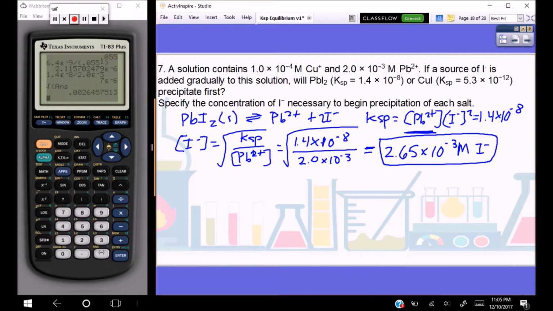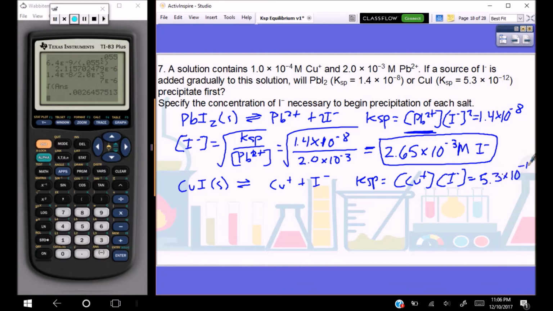Now I need to get my second one. We're comparing the two. So this time I've got CuI. Now it's Cu plus, I is a 1 minus charge, so it's just CuI. This one we get Cu plus and I minus, which means my Ksp is Cu plus times I minus, and there are no exponents here, and my Ksp value is 5.3 times 10 to the negative 12th. Okay, running out of space there, but that's all right.